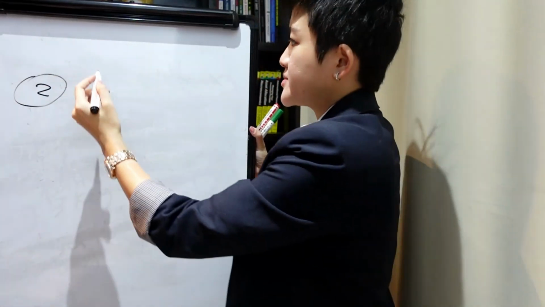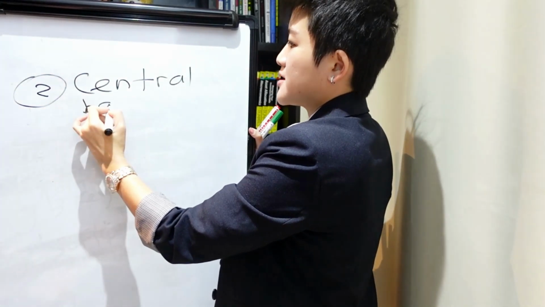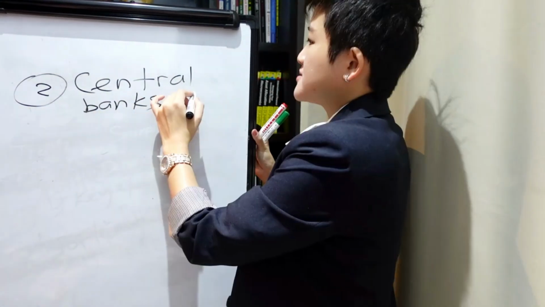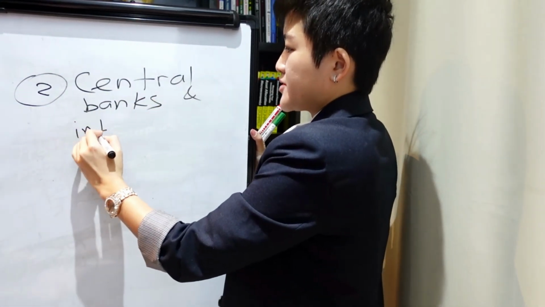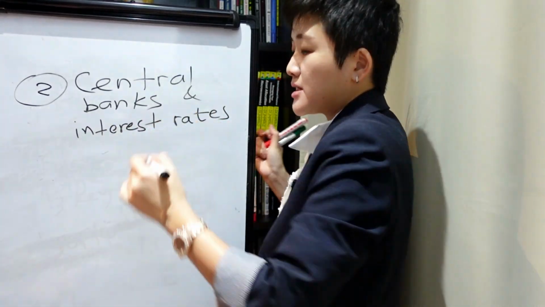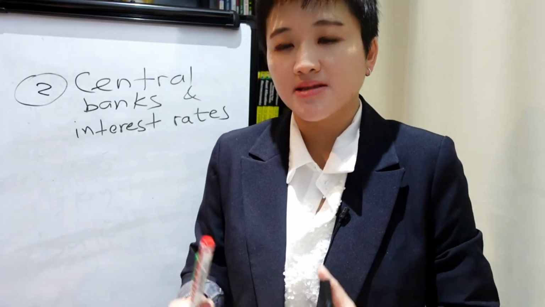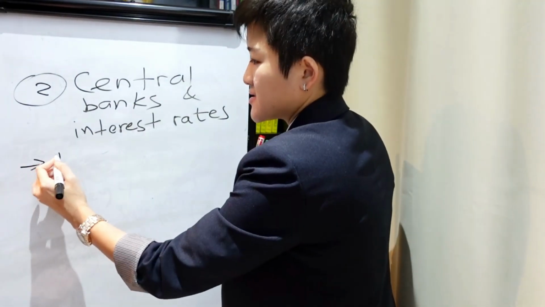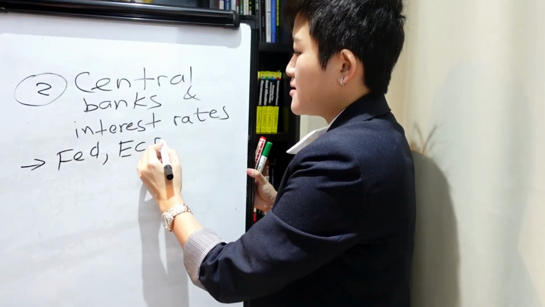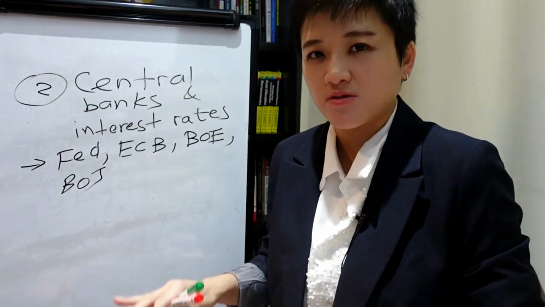Second component, okay? This is the second topic you gotta study when it comes to FA, central banks and interest rates. Now, there are people who write a whole book just talking about interest rates and central banks. I'm just gonna give you the basics for now. So central banks, the main ones you gotta pay attention to are the Fed, ECB, Bank of England, Bank of Japan, who always like to keep interest rates super low.